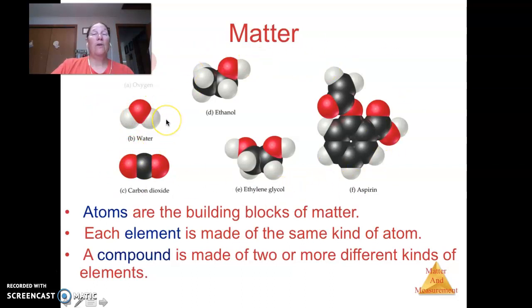Okay, about 90, I think it's close to 95% of all things are just made out of oxygen, carbon, and hydrogen. Those are organic compounds.